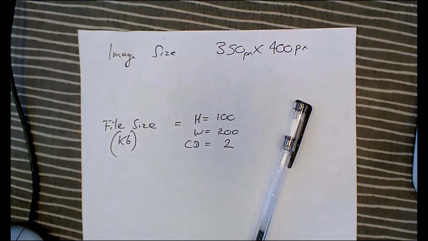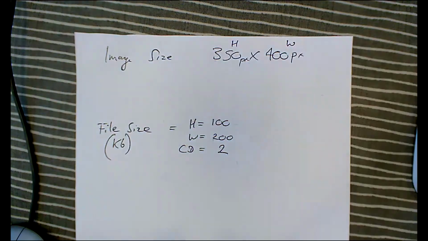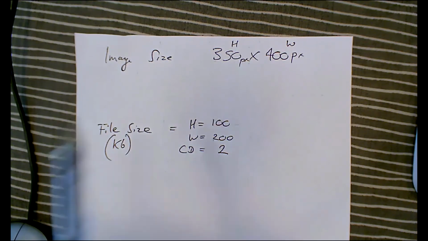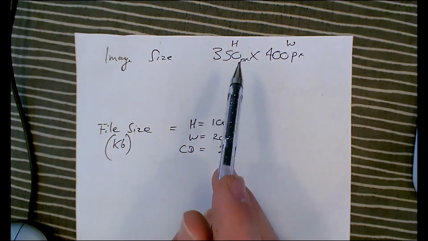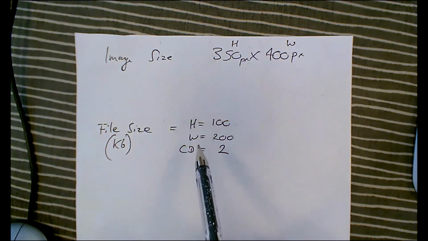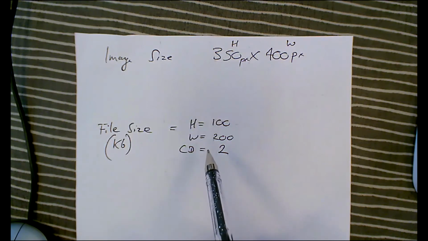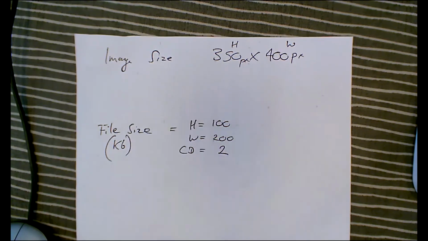So let's have a look at image size. Image sizes are normally given by height by width, and you probably notice this when looking at monitors or the resolution of certain things. So you can say an image is 350 pixels high and 400 pixels wide, or whatever combination. Typically, some laptop monitors have a resolution of 1024 by 768. That's a very common image size.